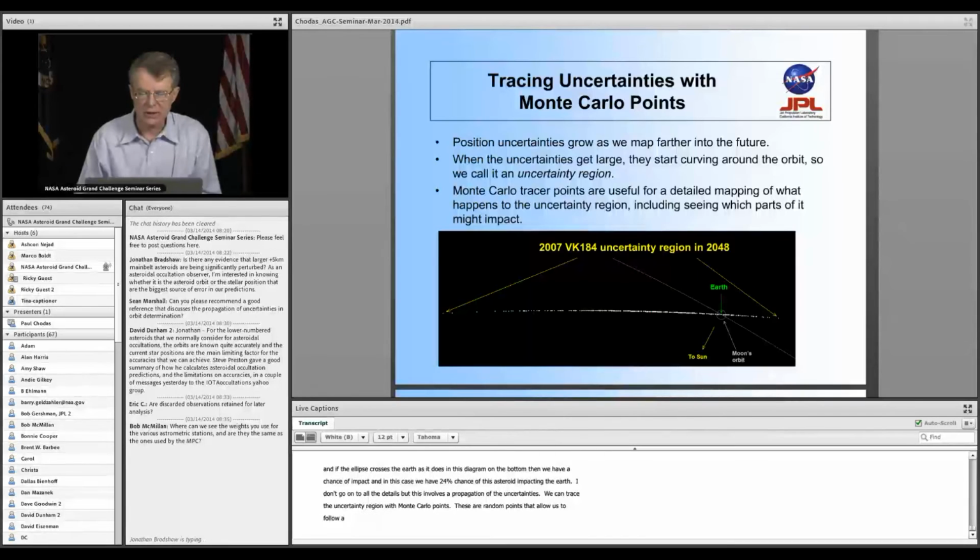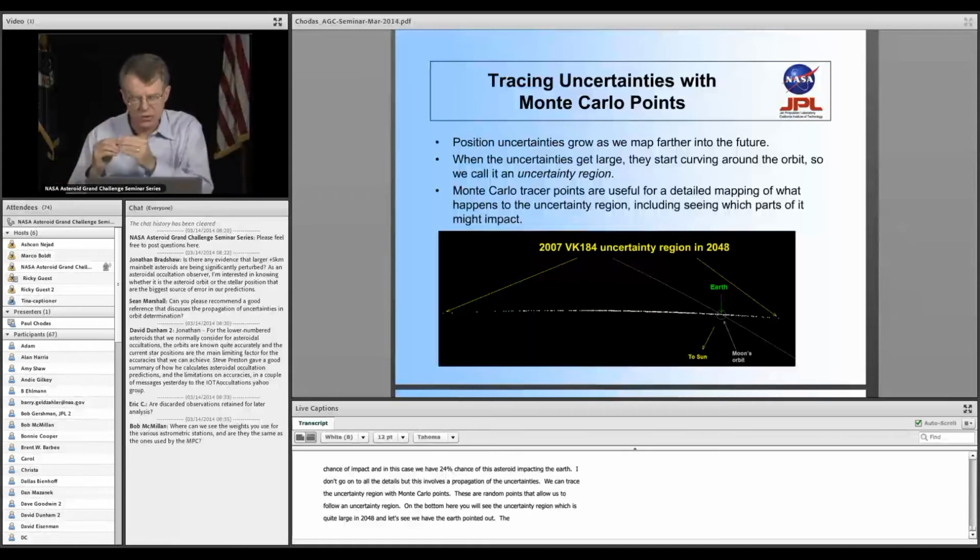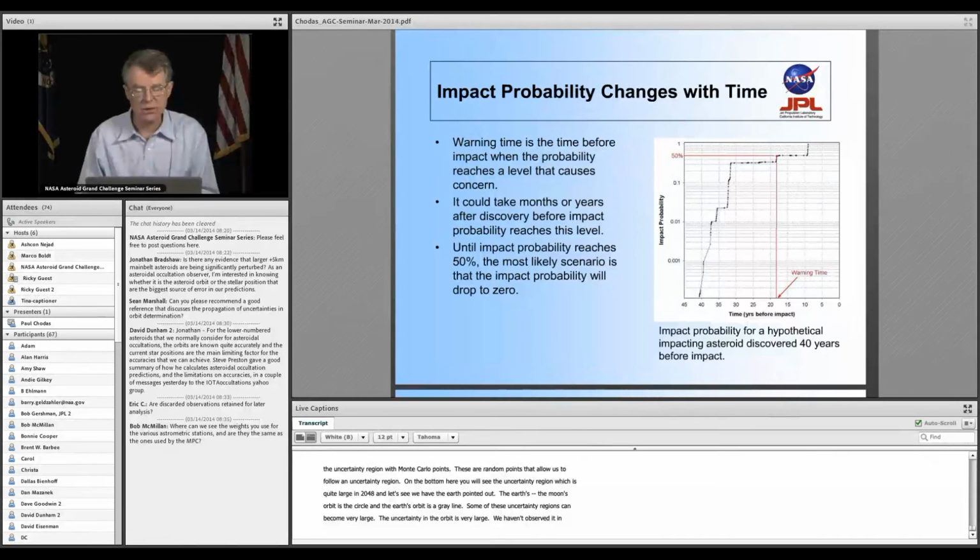On the bottom here, you'll see the uncertainty region, which is quite large for the asteroid 2007 VK184 in 2048. We have the Earth pointed out. The moon's orbit is a little circle around the Earth. The Earth's orbit is just a gray line there. You can see some of these uncertainty regions can become very large. That's simply because the uncertainty in the orbit is large. We haven't observed it, let's say, in a long time, and we're projecting it far into the future. So the uncertainties grow with time.